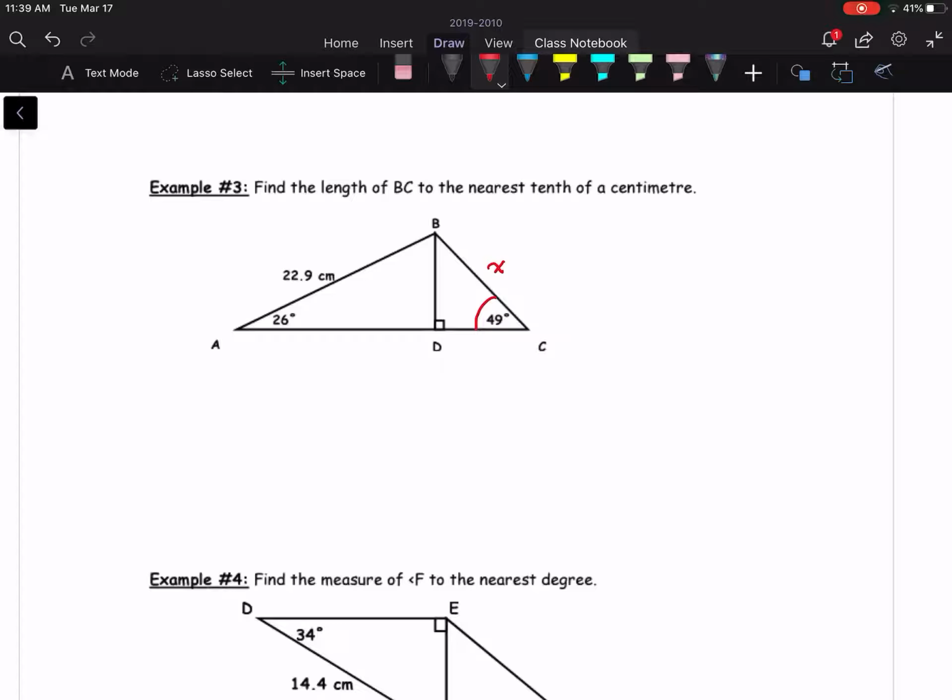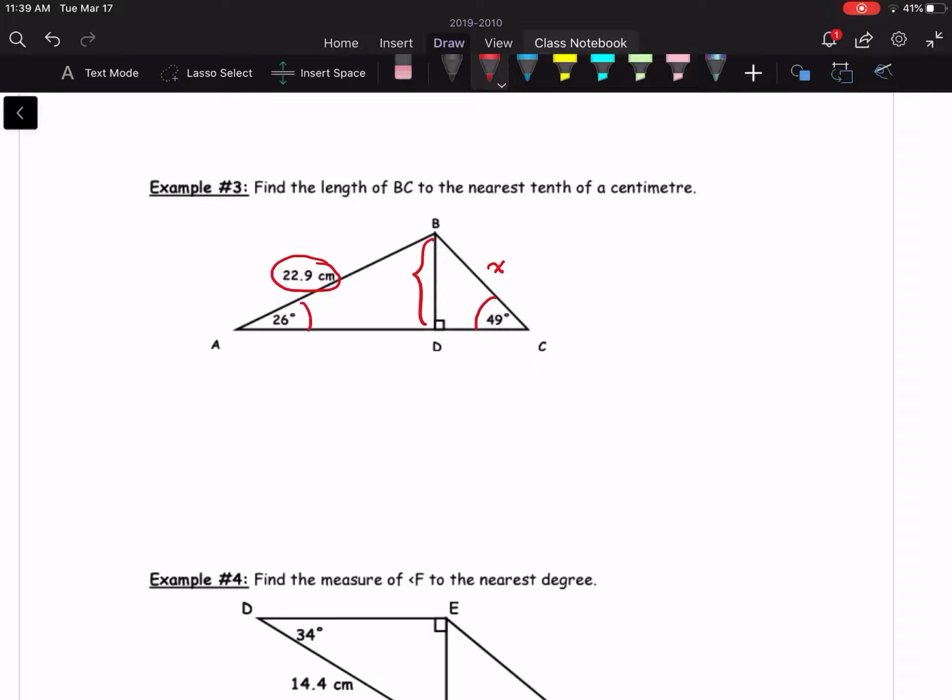But I do notice that the length BD is a shared side between two right triangles. And so I can use the information, the 26-degree angle and the length of the hypotenuse, to solve for the shared side, which will then give me the information to solve for the side that I want. So in these double triangle questions, you're often going to be solving for the shared side first and using that information to solve for a side length or an angle in the second part of the triangle.